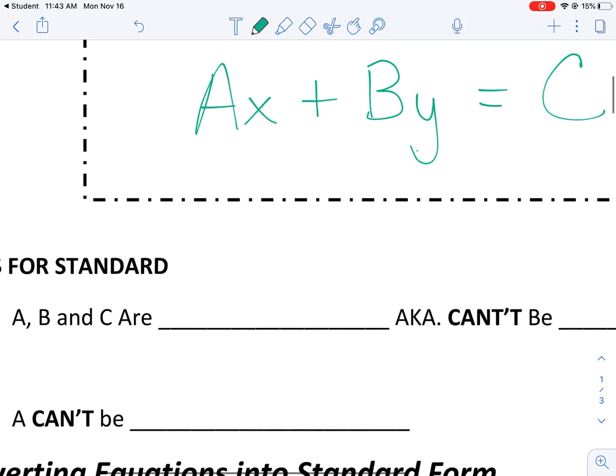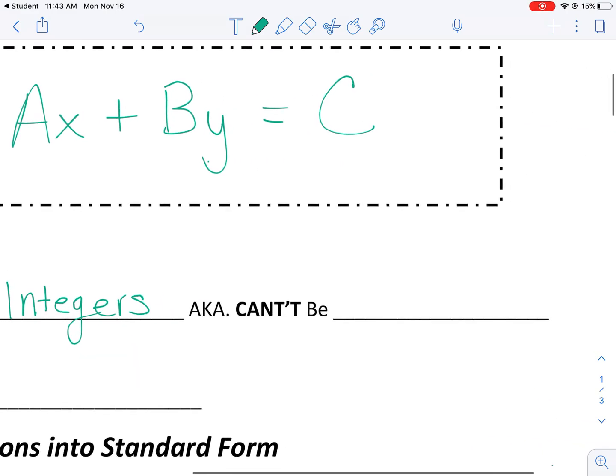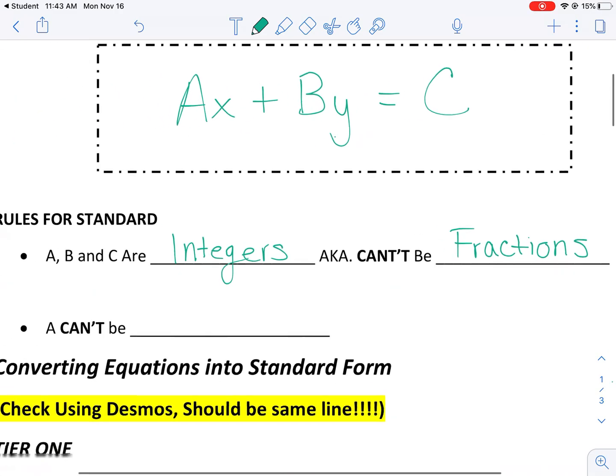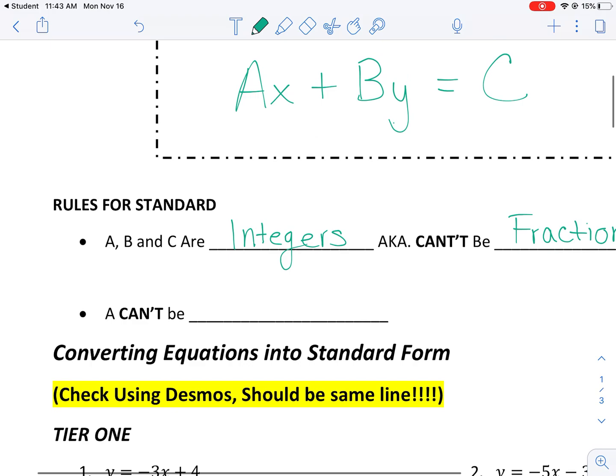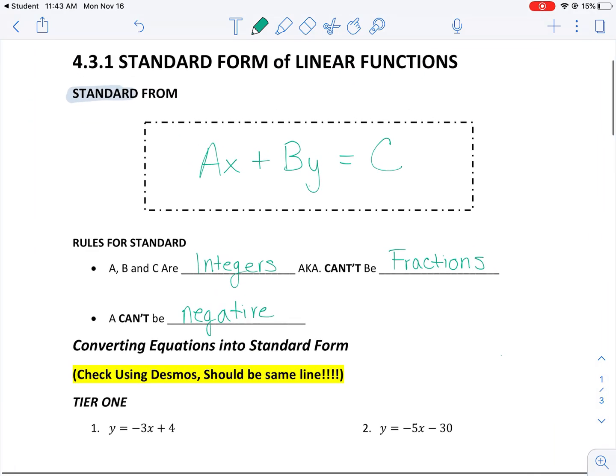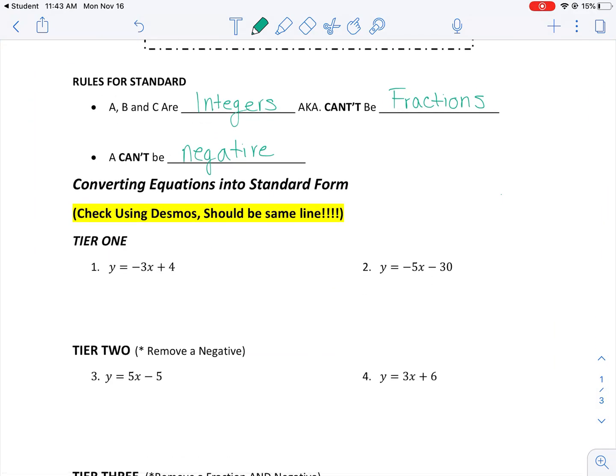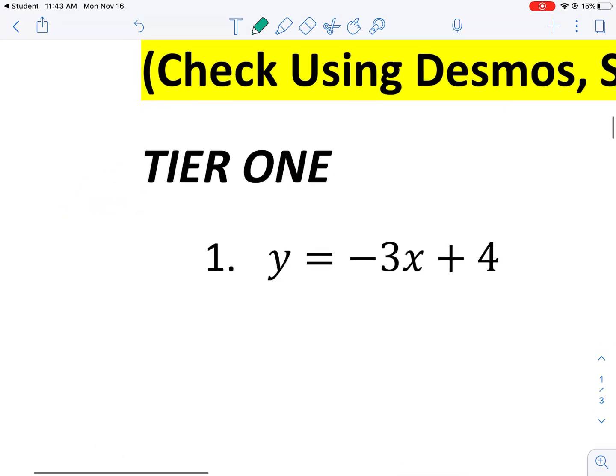A, b, and c are integers, aka they can't be fractions. Okay. A also can't be negative. So let's go ahead and convert our slope-intercept form into standard form.